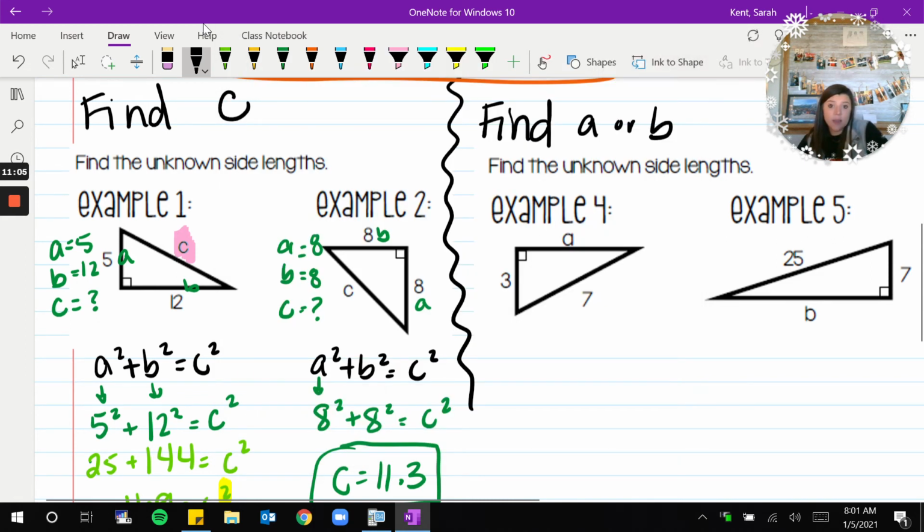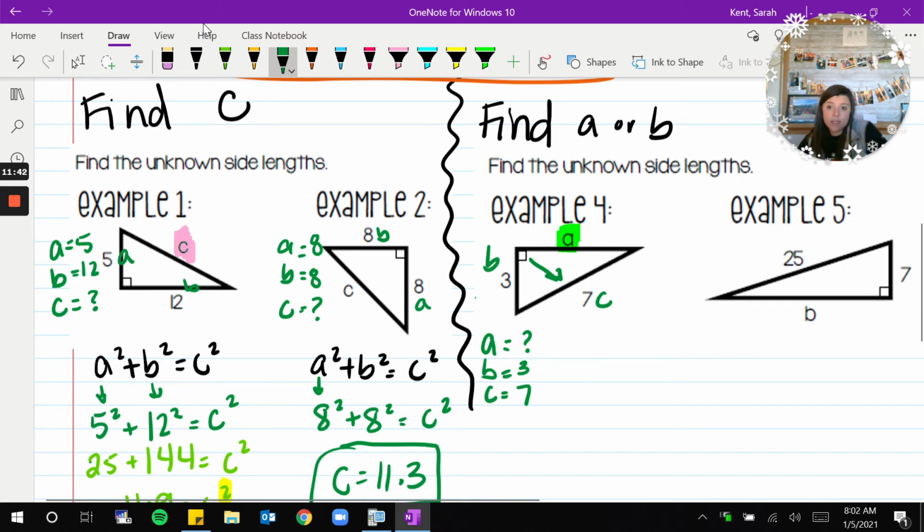If we look at example 4, here I can see the letter A. So when I list out my sides, I have A. Across from my right angle is C. So this has to be B. If I think about what is A, B, and C: I don't know what A is. B is 3. And C, across from that right angle, is 7.